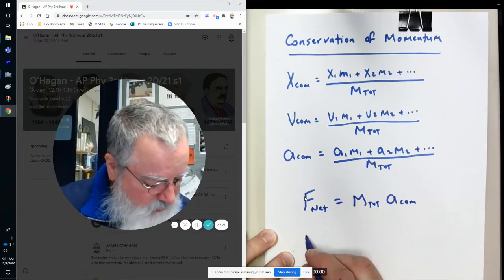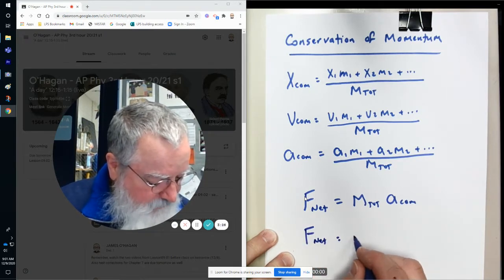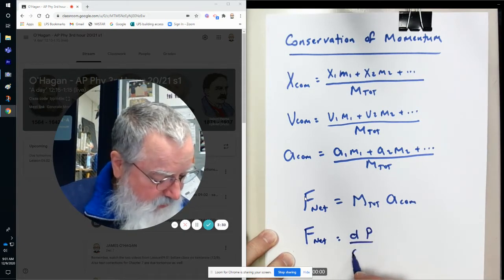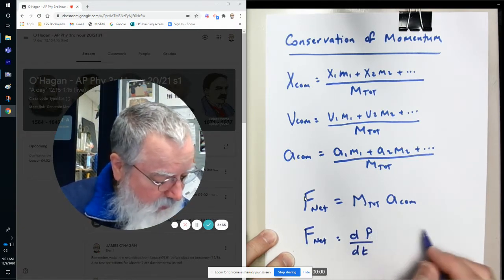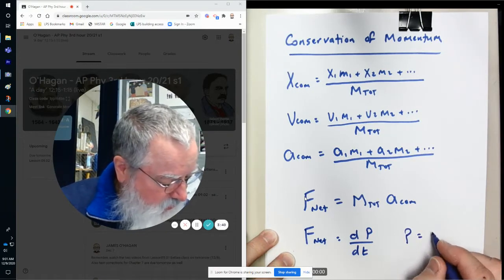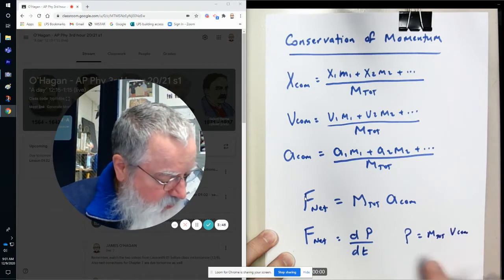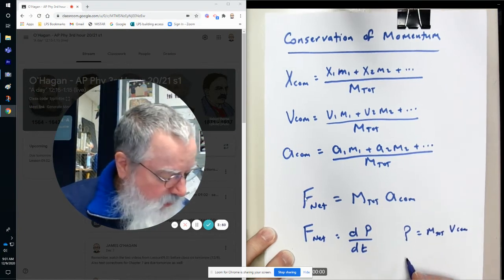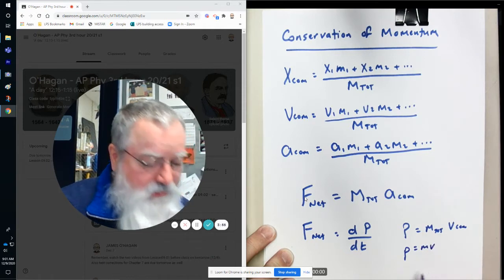But we also had Newton's second law that looked this way. Net force equals dP/dt, so this is the change in momentum divided by the change in time, the first derivative of momentum. And remember, momentum is just the total mass times the velocity of the center of mass. So that's the momentum of a system, and it's capital P, and it comes from the momentum of an object, lowercase p, which is the mass of the object times its velocity.